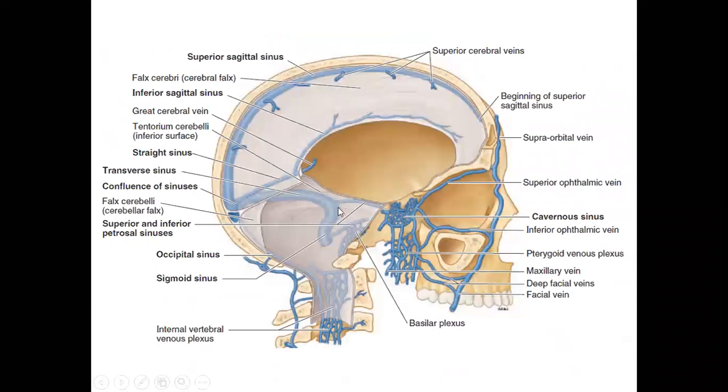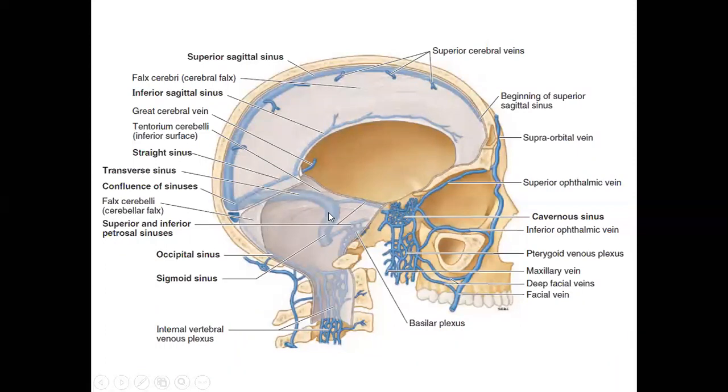So here you can see the communications. This is the cavernous sinus. Here you will get the pterygoid venous plexus. The cavernous sinus is communicating with the pterygoid venous plexus. Centrally there is the superior ophthalmic vein and the inferior ophthalmic vein.